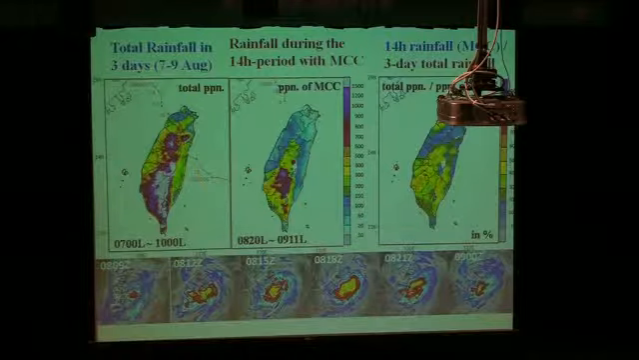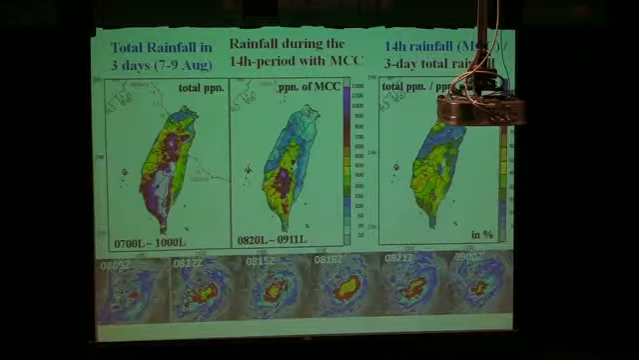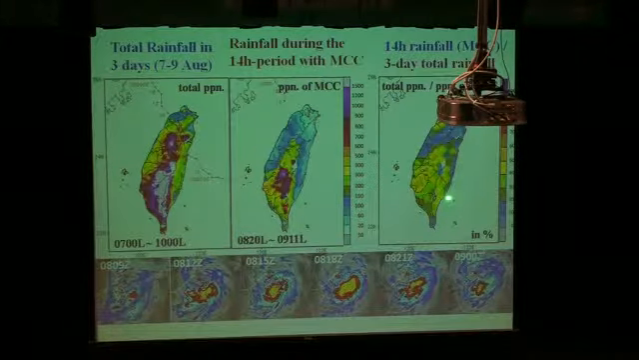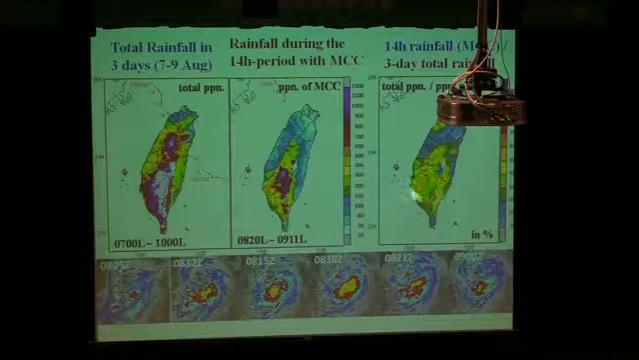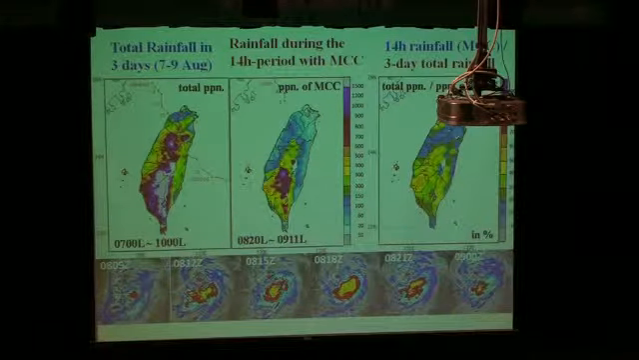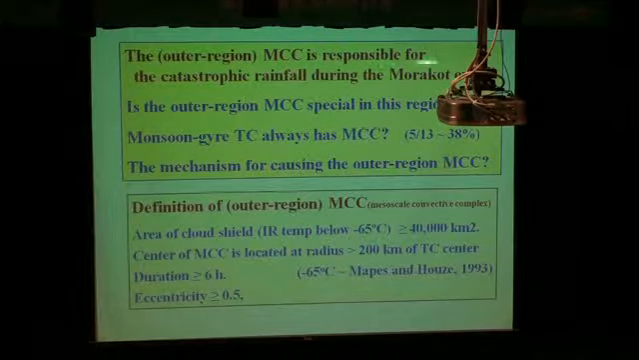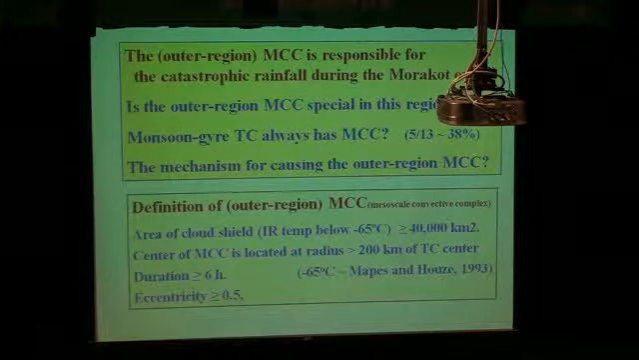If we divide the 14-hour rainfall by the 3-day total rainfall, it turned out the ratio is here. So you can see that the ratio is about 40 to 50%. It turned out that this outer region MCC is responsible for the heavy rainfall event during Typhoon Morakot.